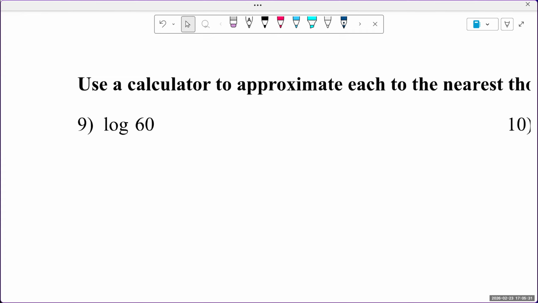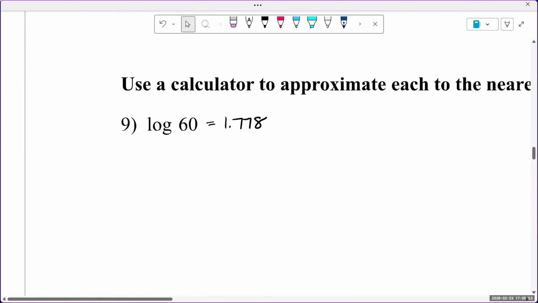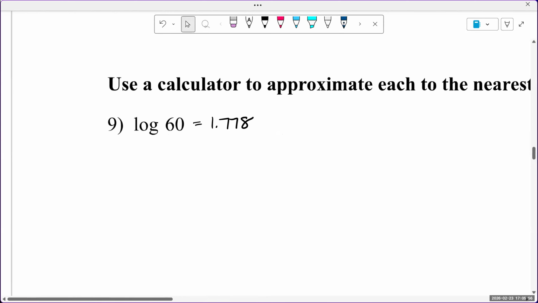Okay, number 9. You are literally just hitting log 60, or some calculators 60 log, with the calculator, and you are just going to get 1.778. Now, notice number 9, there's no base here. So this is base 10. Okay, you just use a calculator. The calculator is base 10.